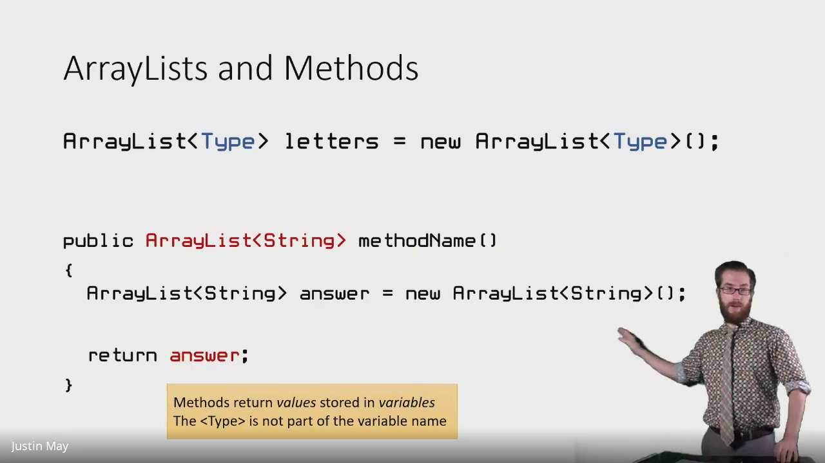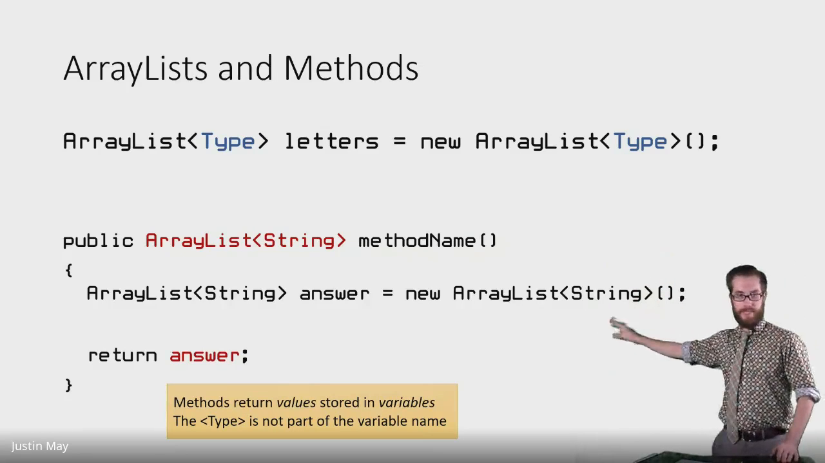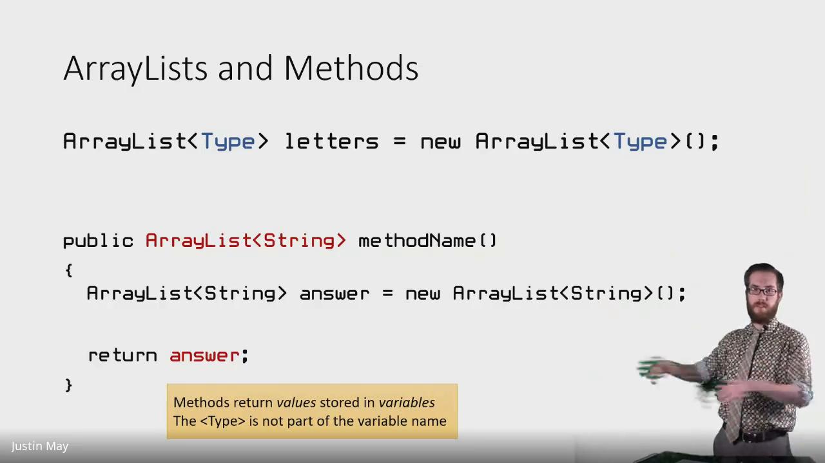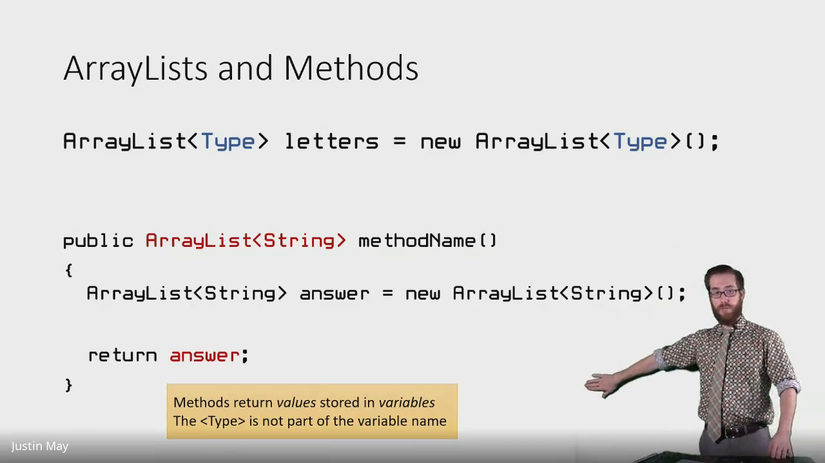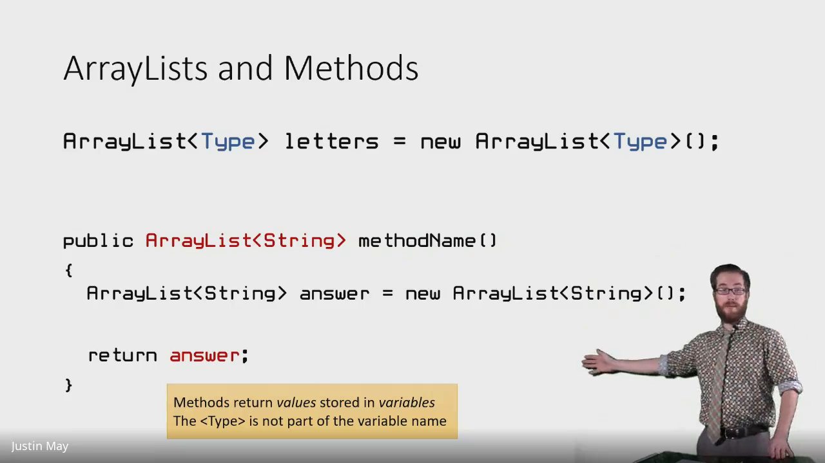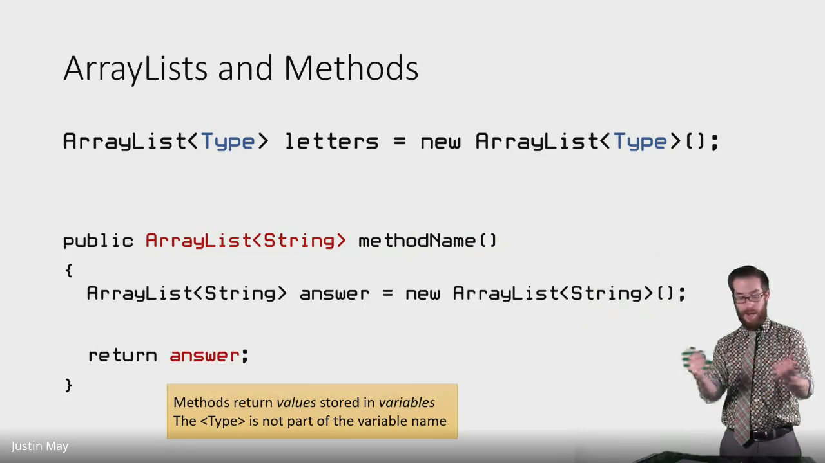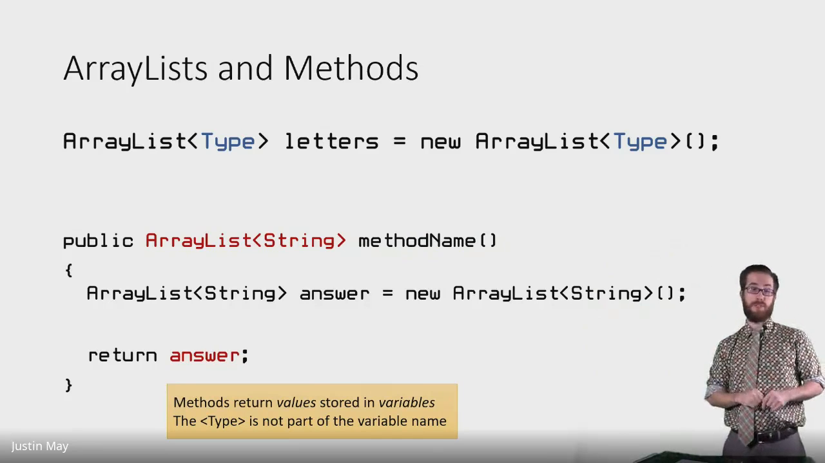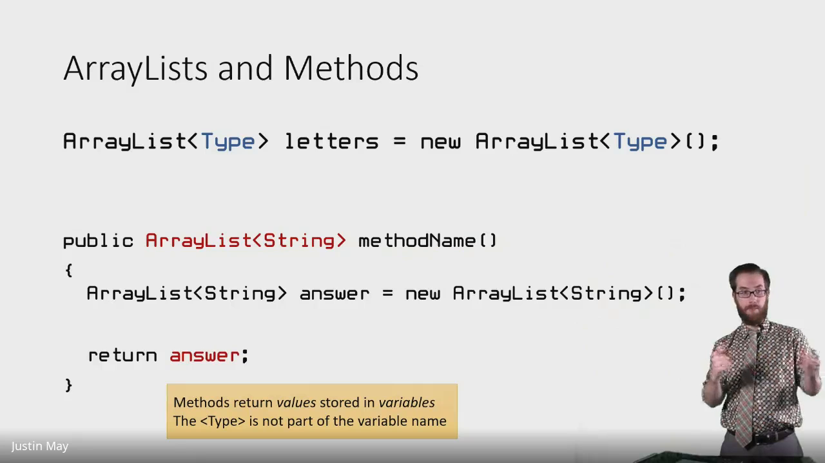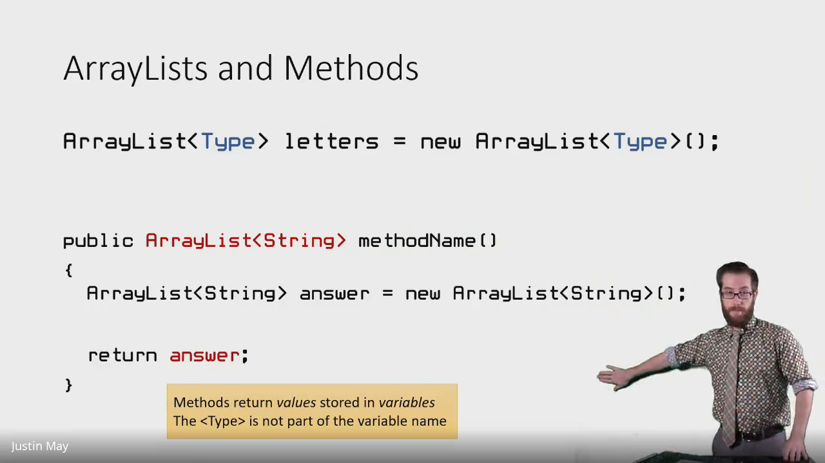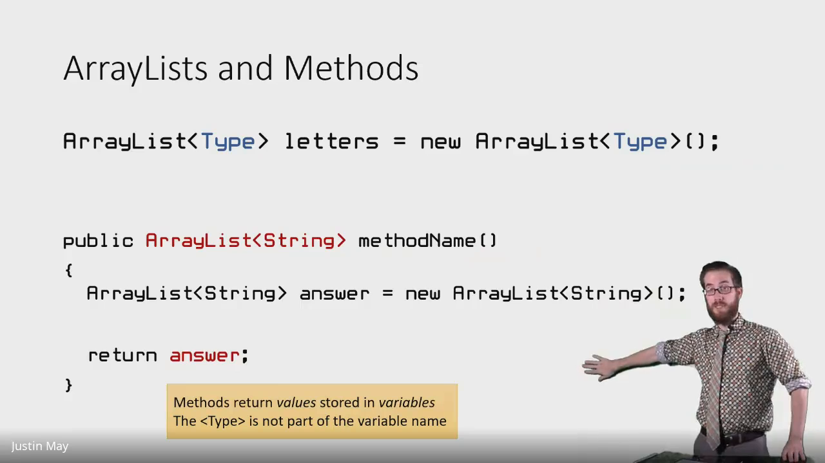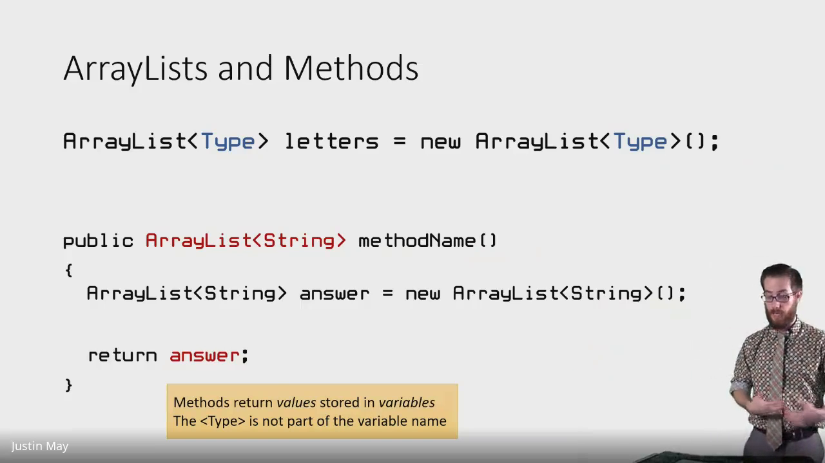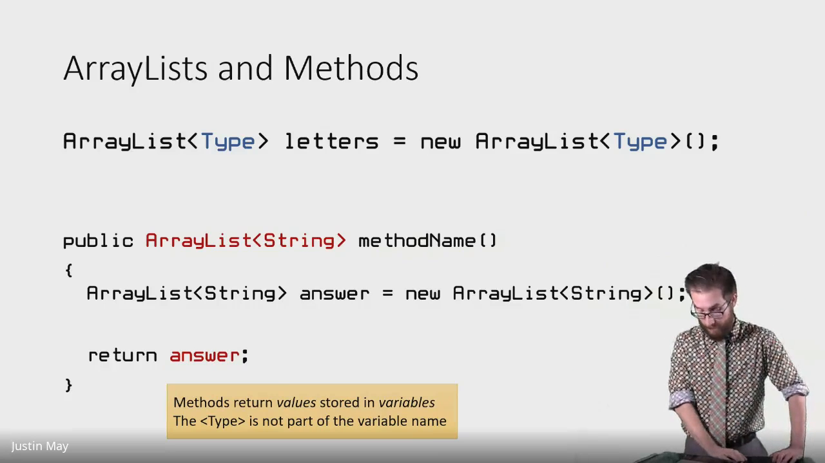So here in this method, we're creating an array list. It's called answer. Maybe we do some more stuff in here. We add stuff to the list. We manipulate it somehow, whatever. And in the end, we want to return that list we created. We just say return answer. There's no angle brackets. It's not answer angle bracket string. It's not array list angle bracket string. It's the variable name. So the type goes in the return type of the method header. And when you return something, you're returning the value. You're returning a variable. And that's it.